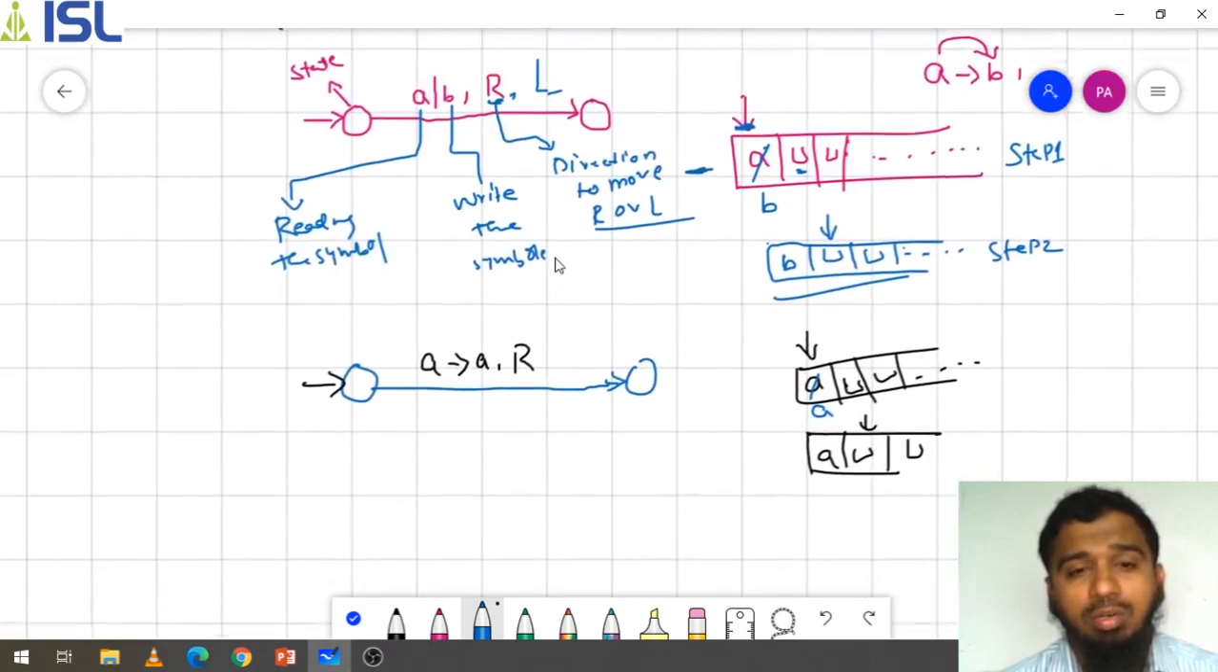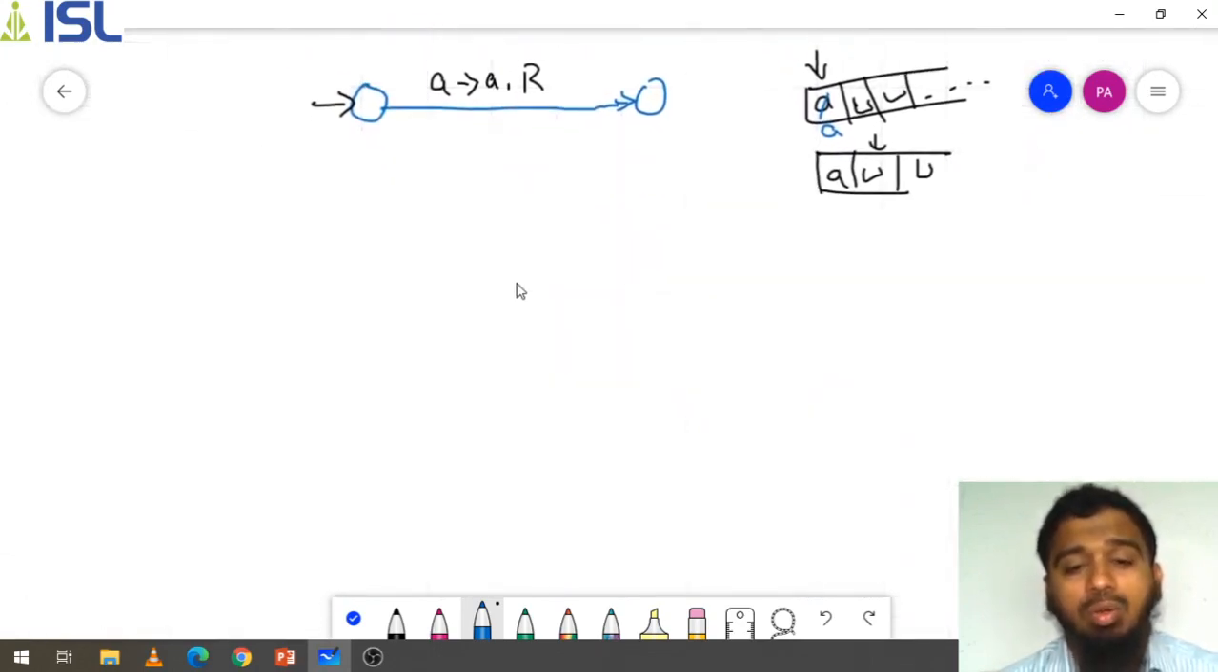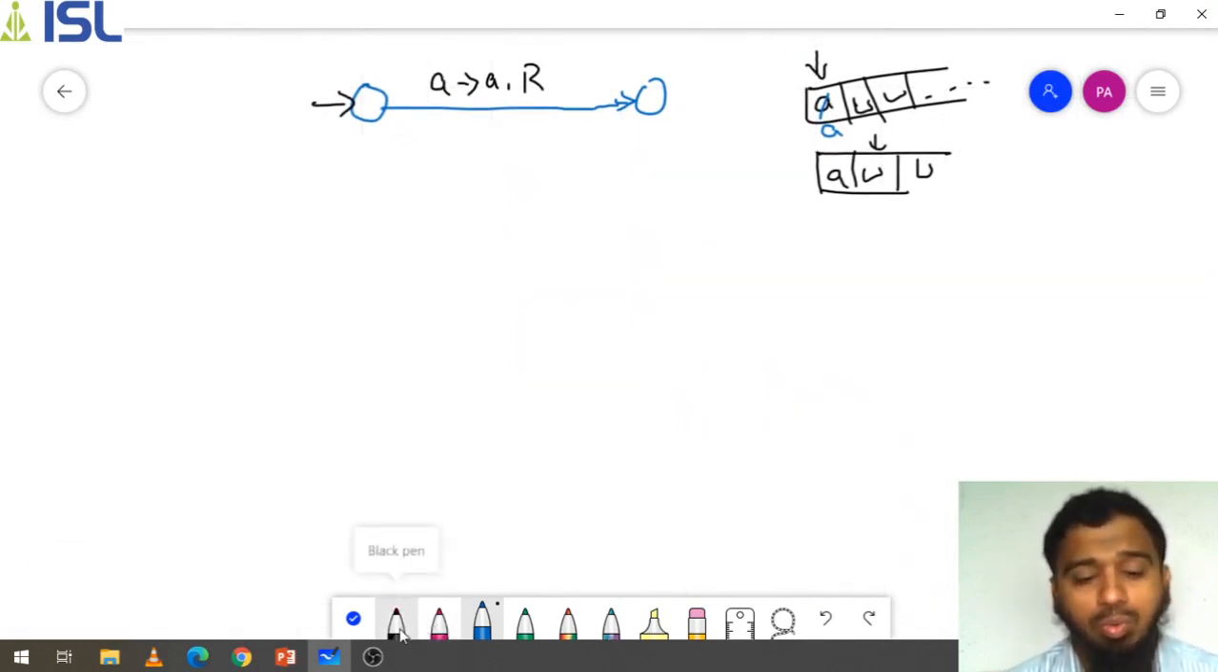So this is about the simple introduction, and the next is rule 2. Just I will tell you about rule 2, and in the next class I will show you the formal definition of Turing machine. Formal definition means how many tuples are there and all those things. So here, operation rule 2.